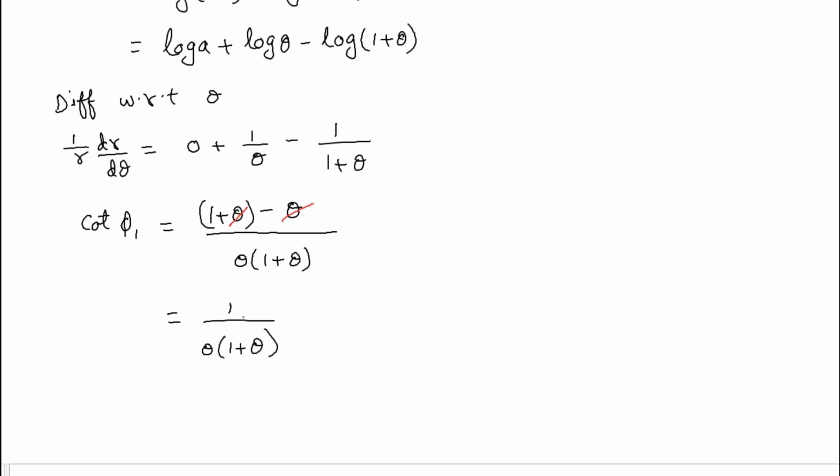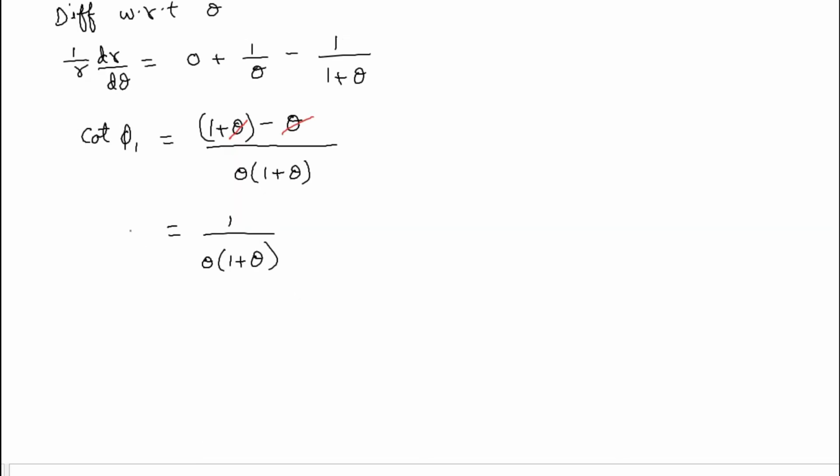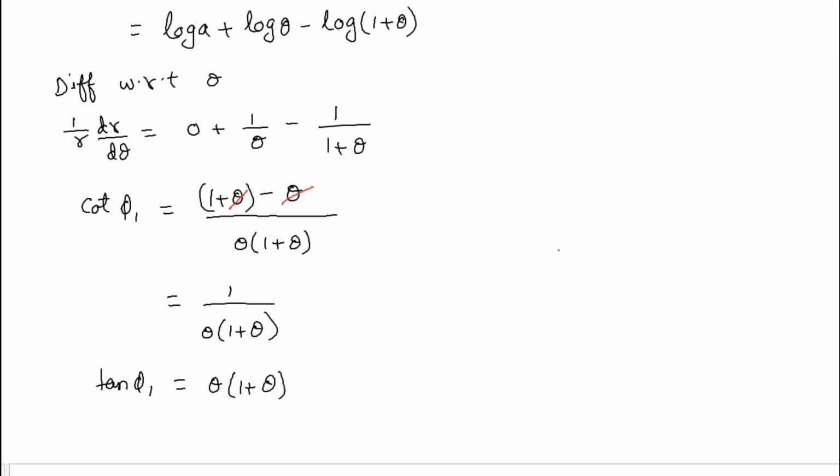Since on the right hand side we cannot express this in terms of cot, I'll try to express it in some standard form, say in terms of tan. If you take the reciprocal on the left hand side, the reciprocal of cot will be tan. So I'll be writing tan of φ1. Since I have taken the reciprocal on the left hand side, I'll take the reciprocal on the right hand side. So got tan φ1 to be equals to θ into 1+θ. So let us go for the second curve.